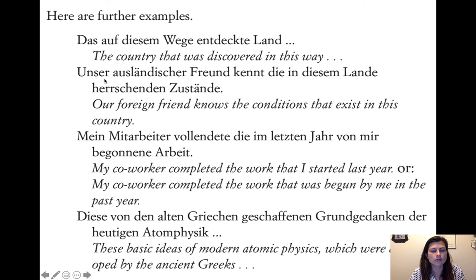Yeah. Unser ausländischer Freund kennt die in diesem Lande herrschenden Zustände. Our foreign friend, that's the same, kennt, knows, that's the same. Die, going to be the for something plural. And then we look and we see this prepositional phrase and we're like, what happened to the noun? The noun's all the way at the end. Zustände, conditions. So the conditions.